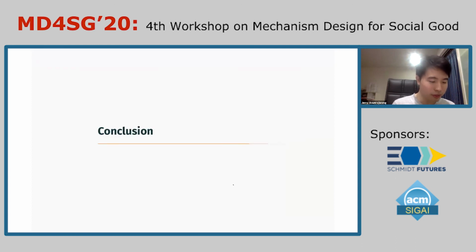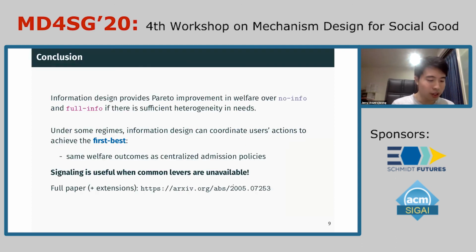To conclude, information design provides Pareto improvement in welfare over no info and full info if there is sufficient heterogeneity in needs. Moreover, under some regimes, information design can coordinate users' actions to achieve the first best, that is, to get the same welfare outcomes as centralized admissions policies. The high-level takeaway of all these is, when common levers are unavailable, signaling is still useful.